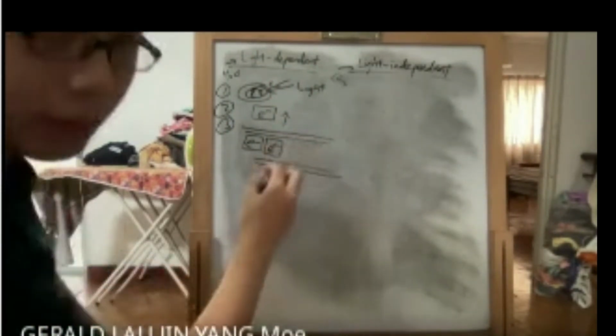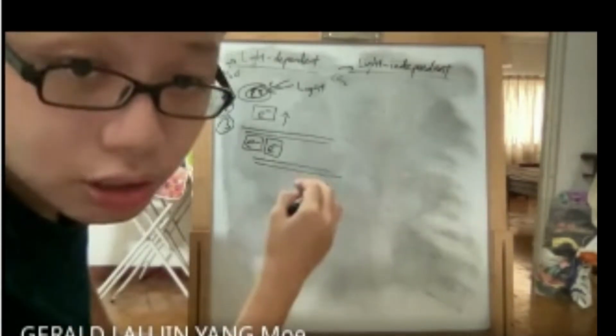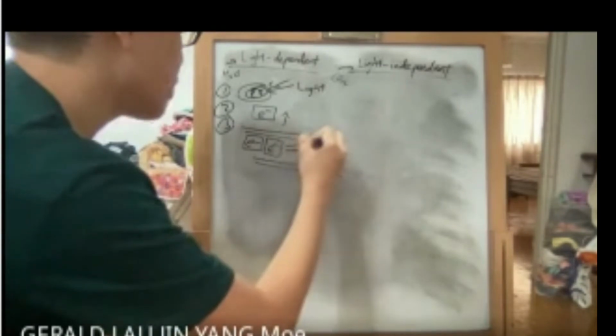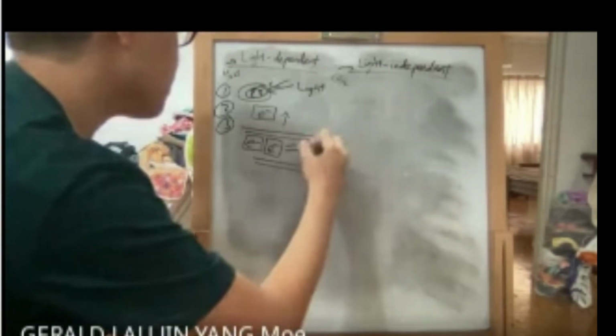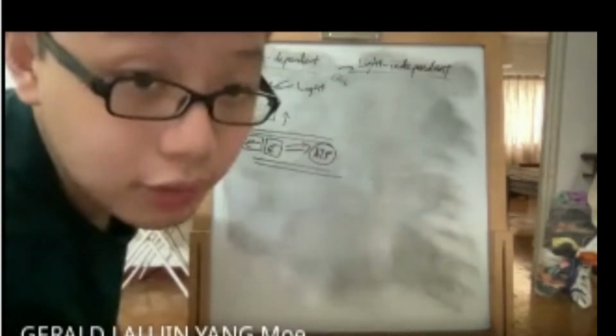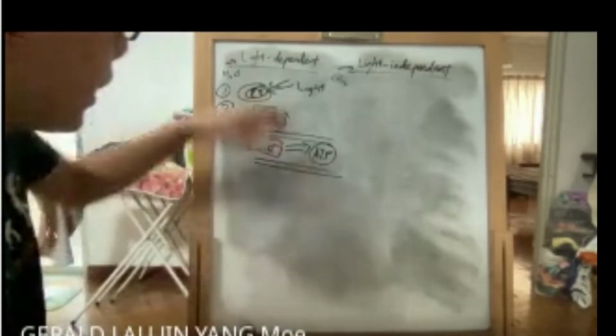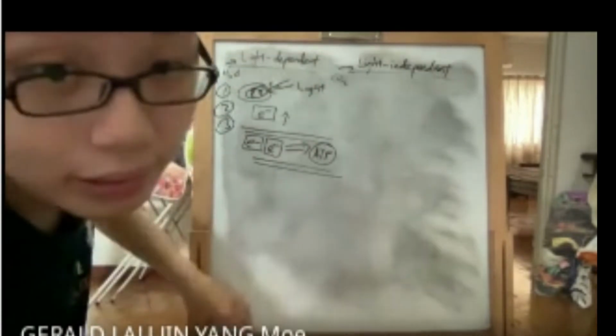So it will go through an electron transport chain and then generate energy in the form of ATP. So there will be ATP. Before I move on to that, we focus on another side.